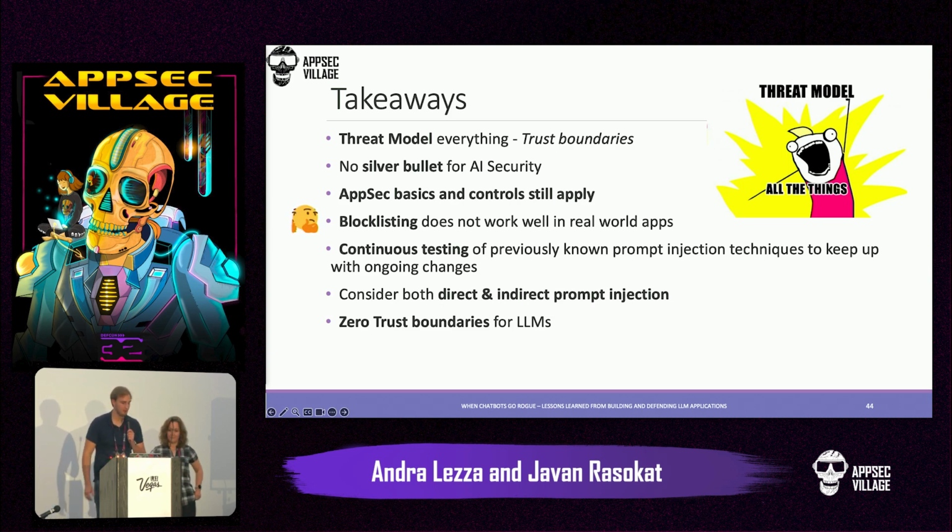And we need continuous testing of previously known prompt injection techniques to keep up with the ongoing changes. And you've seen the access control issue I showed you in the code snippet with the API request. So we have to treat our LLM model with its own trust boundary, which I call here the zero trust boundary for LLMs, and consider all types of injection, direct and indirect prompt injection, whatever data you place or give access to your LLM.